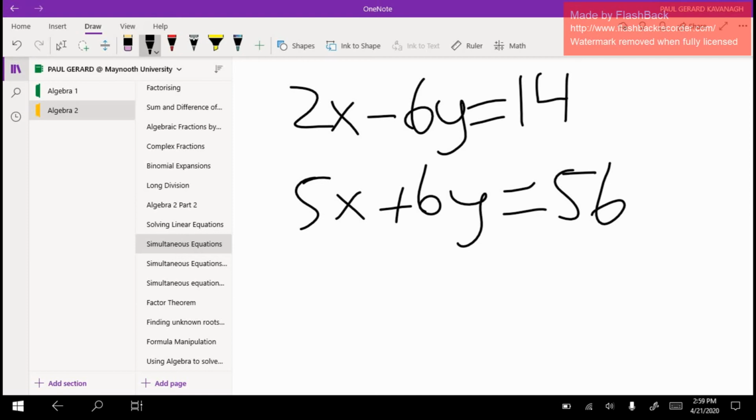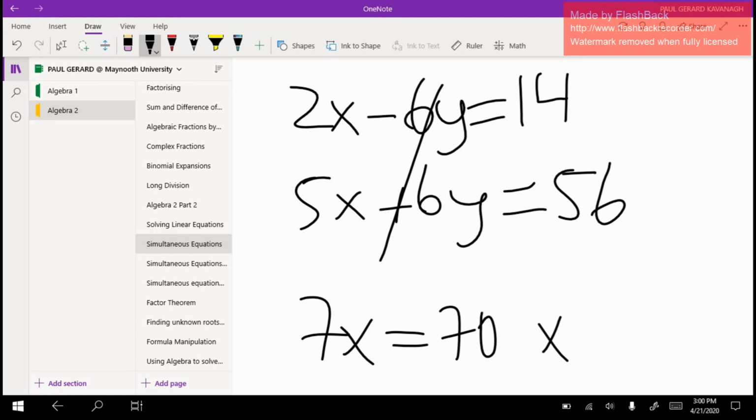This is where the cancelling out comes in, because if you look at both of the equations, one of them has a minus 6y, and the other one has a plus 6y. And what happens in this case is you say bye-bye, because that's going to equate to 0, and use the other two terms. So now this is going to be 20, so x is going to be 10.